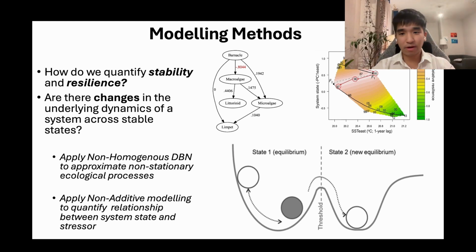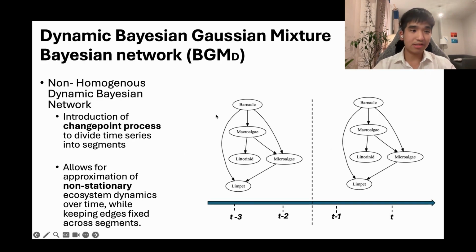But that wouldn't really fit well in the context of ecology, because as you see here, over time, things do change, whether or not there's a threshold. Then the second part would be to use non-additive modeling to quantify the relationship between system state and stressor. So we'll talk about the non-homogeneous DBN first. The model we're using is the Dynamic Bayesian Gaussian Mixture Bayesian Network Model, or just BGMD. And this is essentially just a non-homogeneous dynamic Bayesian network.